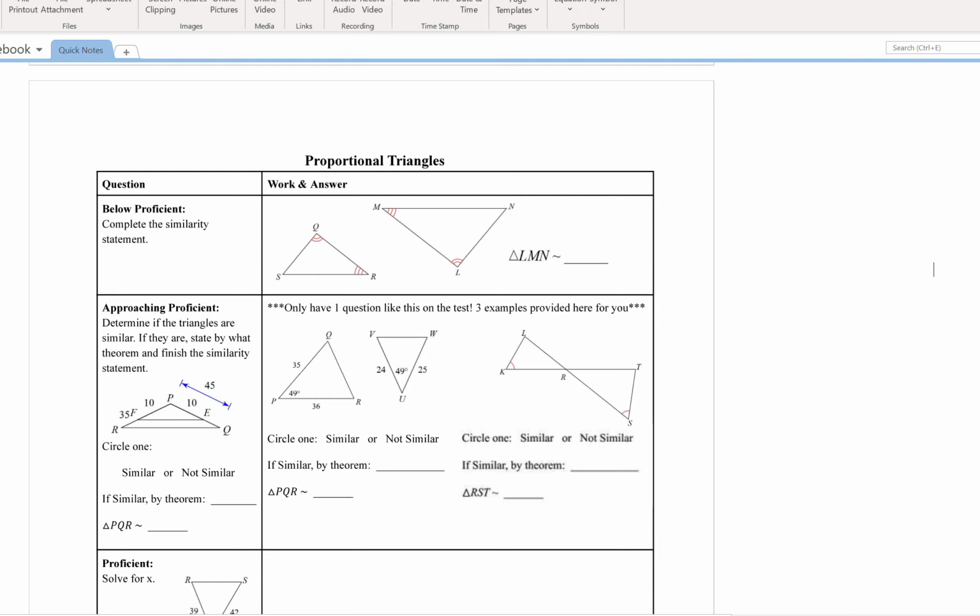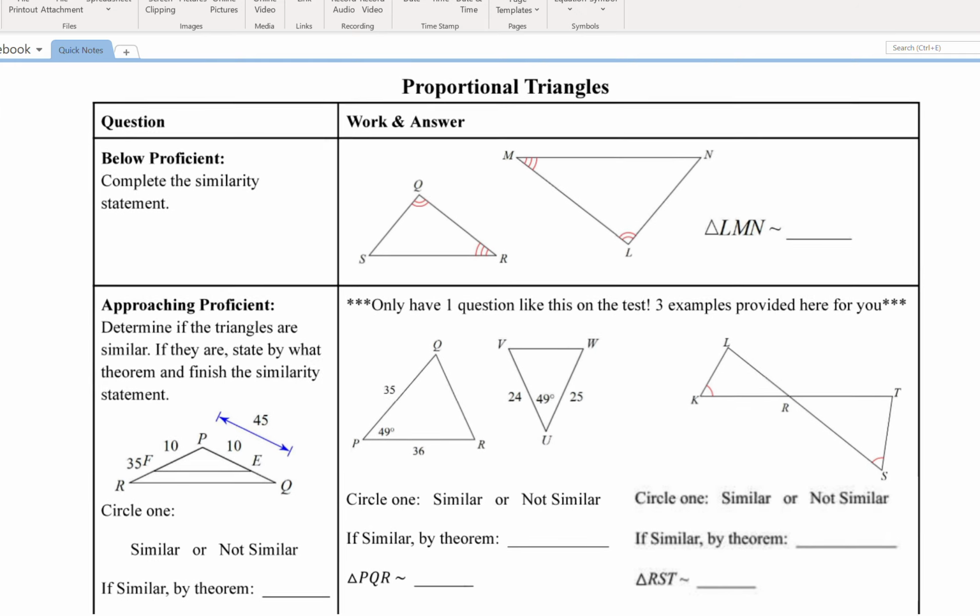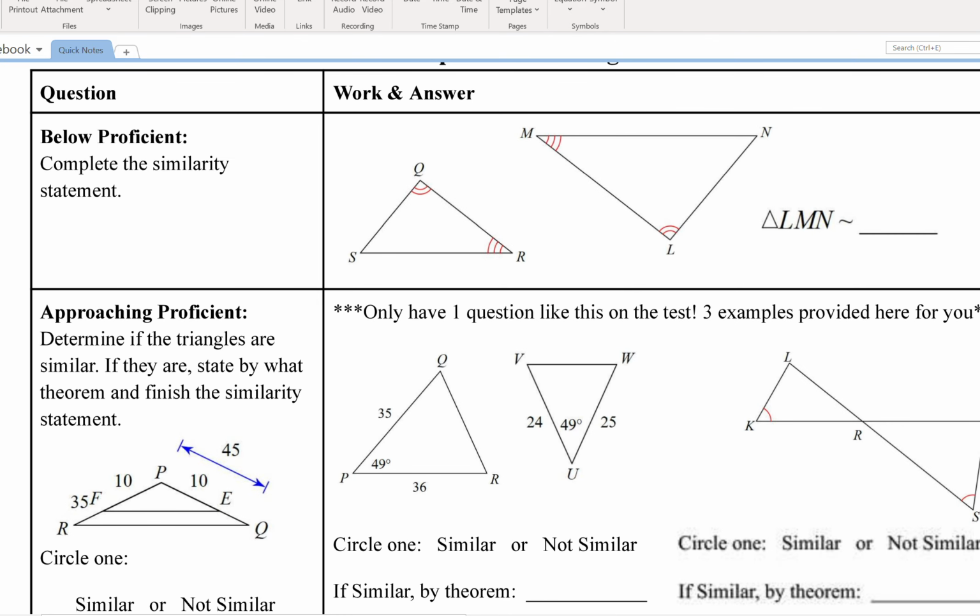Similar or proportional triangles, which are the same as similar triangles. This first one says complete the similarity statement. We're looking at these two triangles and they are similar. They are actually similar by what's called the AA, the angle theorem of similarity.